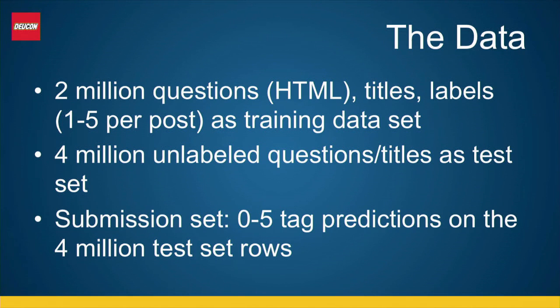The amount of data, and why I wanted to put this interesting little constraint on it, which was using the laptop, using Python, Scikit-learn. There's 2 million questions in HTML, which consist of the questions, the titles, and the labels, which have 1 to 5 per post, as a training data set. There's 4 million unlabeled questions as the test set. So you have to learn from those 2 million and then figure out how to tag those other 4 million. So there's a lot of stuff to chunk through. Your submission set then is 0 to 5 tag predictions on the 4 million test set rows.